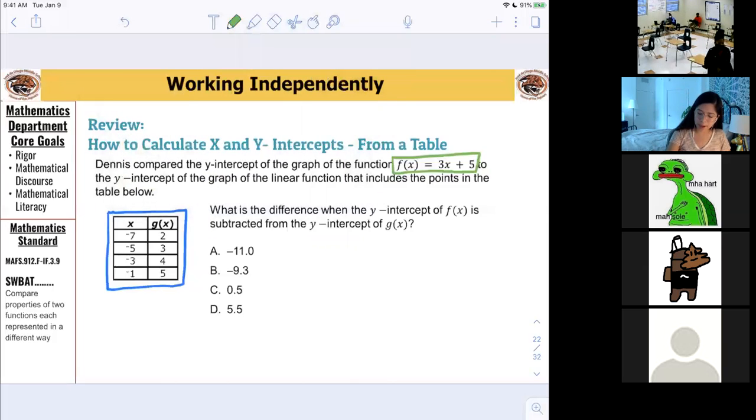5. 5, yeah. So for this equation, b equals 5. The y-intercept is 5, and that's it. I don't need to know anything else, so I'm going to stop there. I don't need to do anything else with that one. And then on this table, for g of x, if I need to know the y-intercept, what do I have to calculate first?